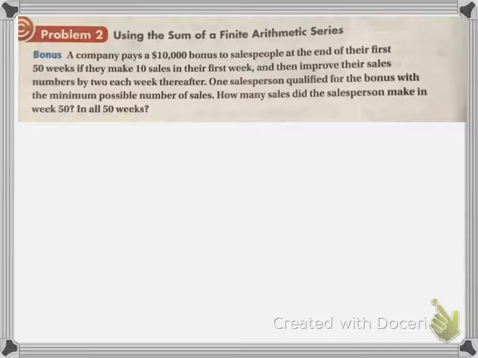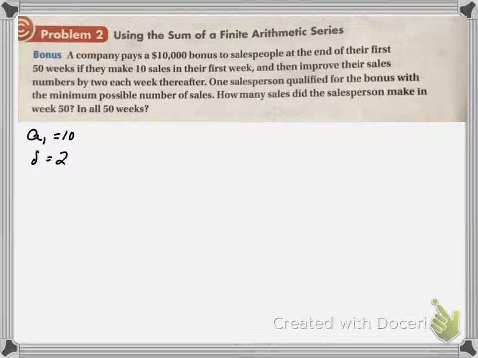So using these, a company pays a $10,000 bonus to salespeople at the end of their first 50 weeks. If they make 10 sales in the first week and they improve their sales numbers by 2 each week thereafter, the salesperson qualifies for the bonus with the minimum possible number of sales. How many sales does the salesperson make in week 50? And then the sum of all 50 weeks. So again, we know that this is an arithmetic sequence to begin. Our a sub 1 is 10, and our common difference is 2.